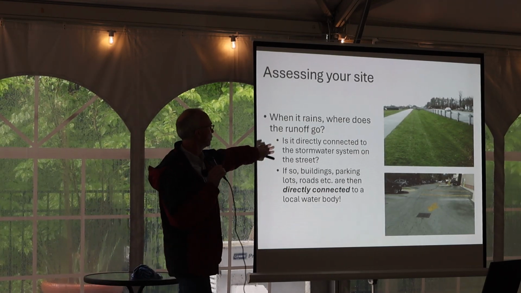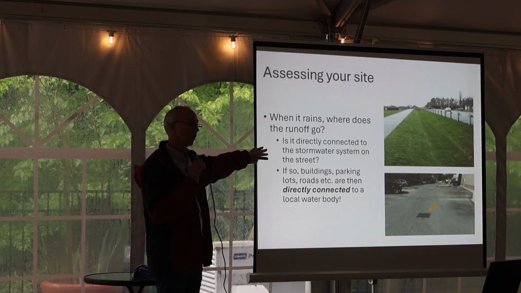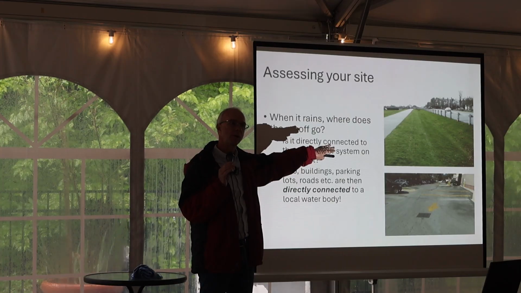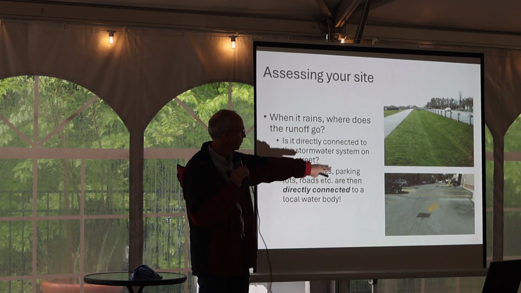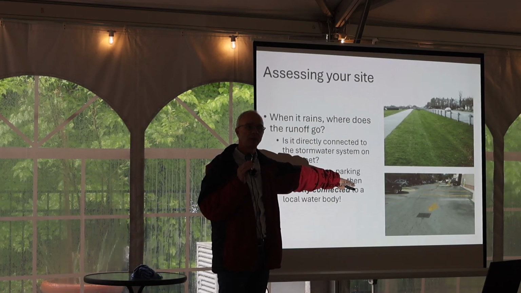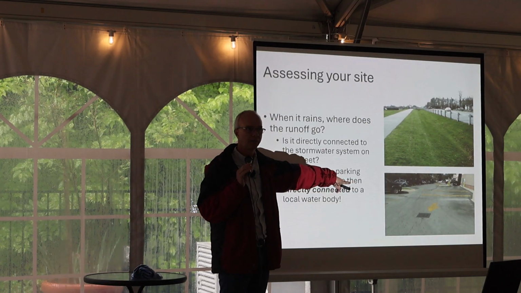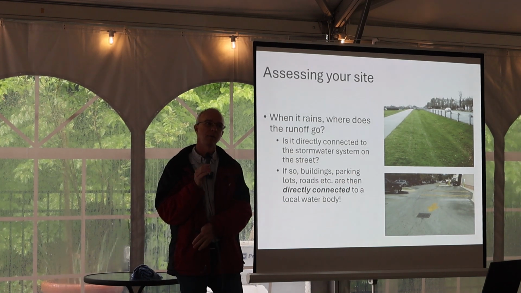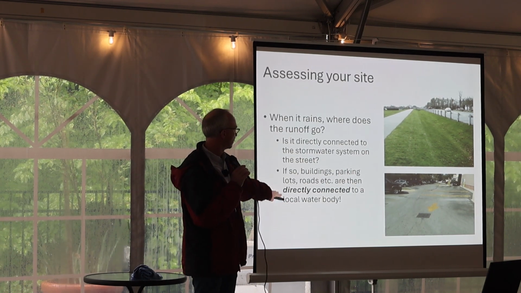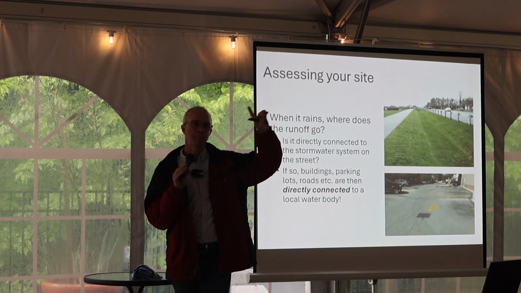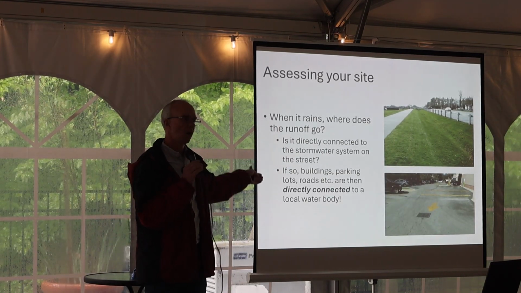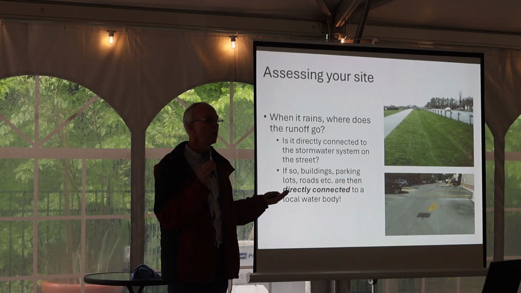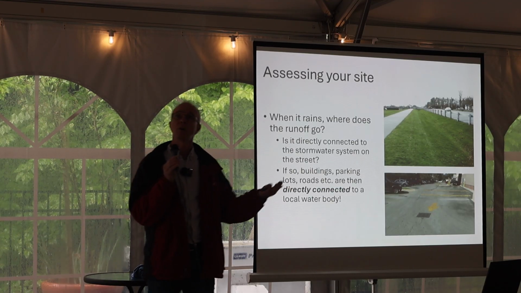So this directly connected question is an important one, because we might have a parking lot that drains to a grass swale like this, where that water will have a chance to infiltrate. Or most likely we would have parking lots at schools that drain into some sort of catch basin structure like this, where that water goes into a pipe and is out of sight, out of mind, and it goes out to the nearest water body. So if that's the case, your rooftop, your driveway, your road, it's all directly connected to that local water. So whatever gets applied to that road, misapplication of fertilizer, road salts, everything.